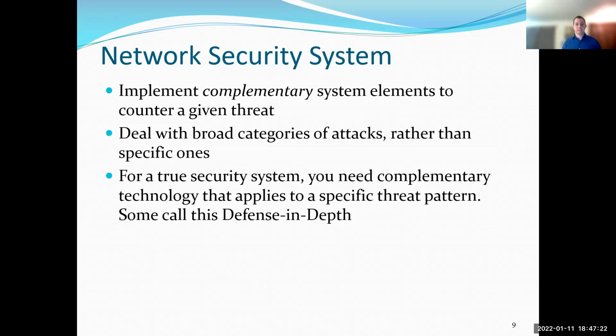So implement complementary system elements to counter a given threat. What that means is that you don't just have one thing to fight against an attack, you would have multiple things. So you deal with broad categories of attacks, rather than specific ones. For a true security system, you need complementary technology that applies to a specific threat pattern, sometimes called defense in depth. So basically you have multiple things fighting the problem.